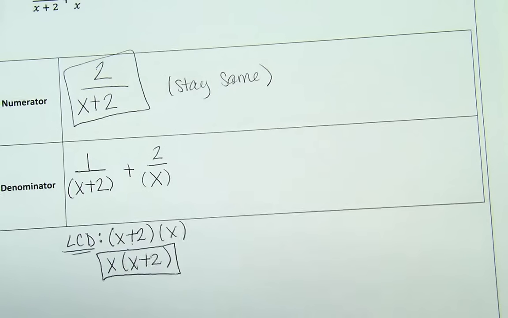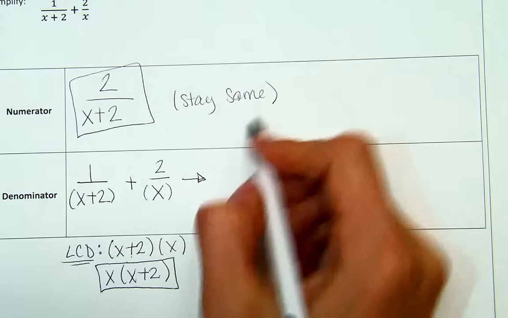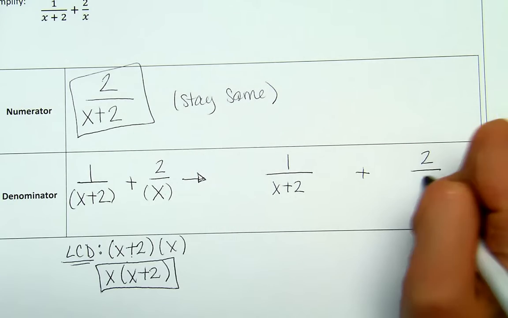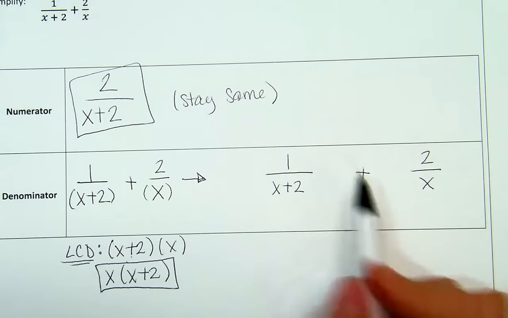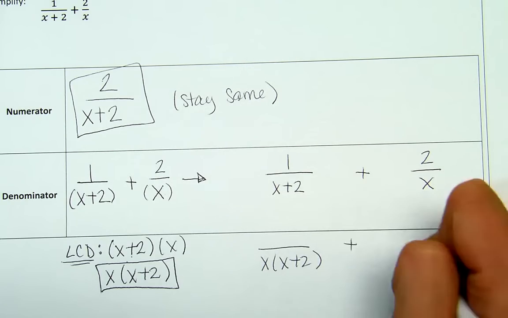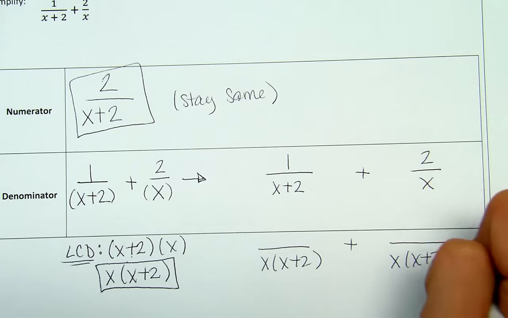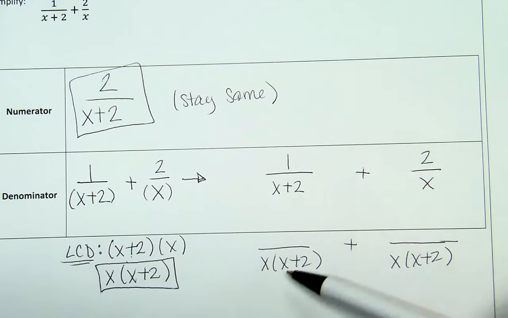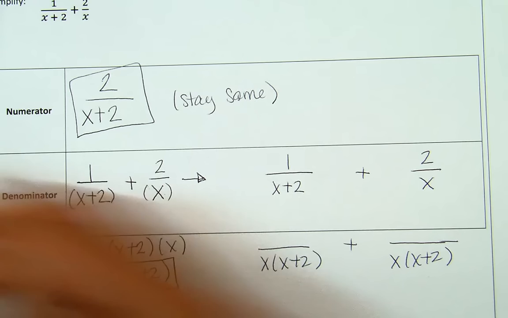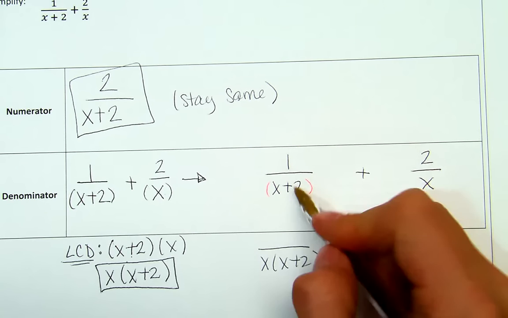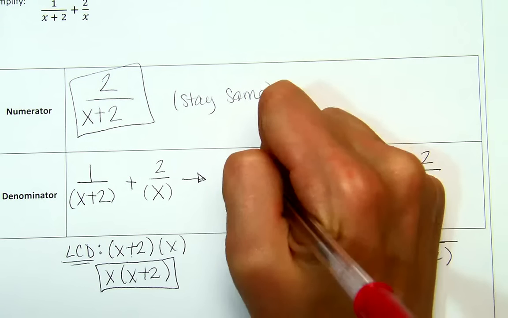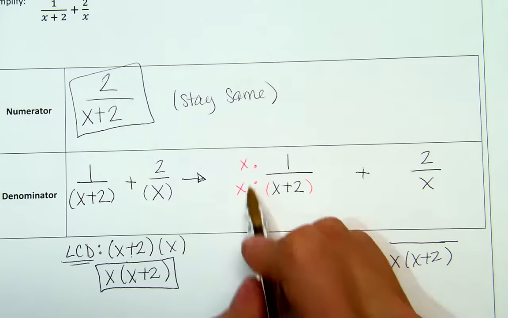So what we have to do next is rewrite both of your fractions. I'm going to write them with spaces in between. We want to rewrite both these fractions to have the denominator x times x plus 2. So we want to change your first fraction's denominator to be this, and the second denominator to be this. Starting out, since x plus 2 is part of this denominator, what's missing from here that's part of the denominator down here is x. So I have to multiply top and bottom by the x that it's missing.